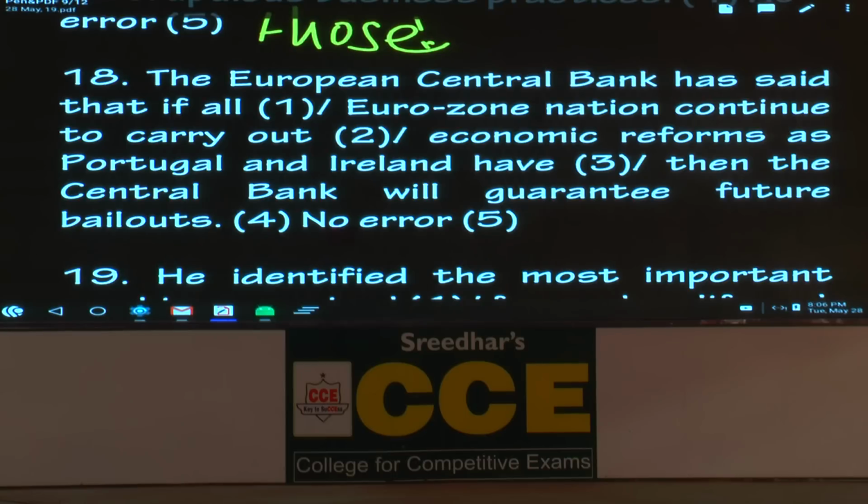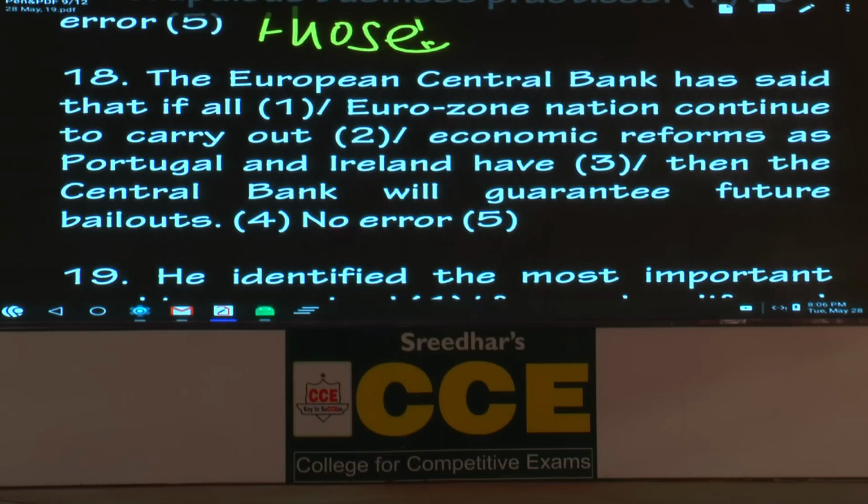Now please be attentive. I will ask questions, you respond. First I will read out the sentence. The European Central Bank has said that if all Eurozone nations continue to carry out economic reforms as Portugal and Ireland have, then the central bank will guarantee future bailouts. At the outset, my first question: this is related to which topic or which aspect of English grammar?